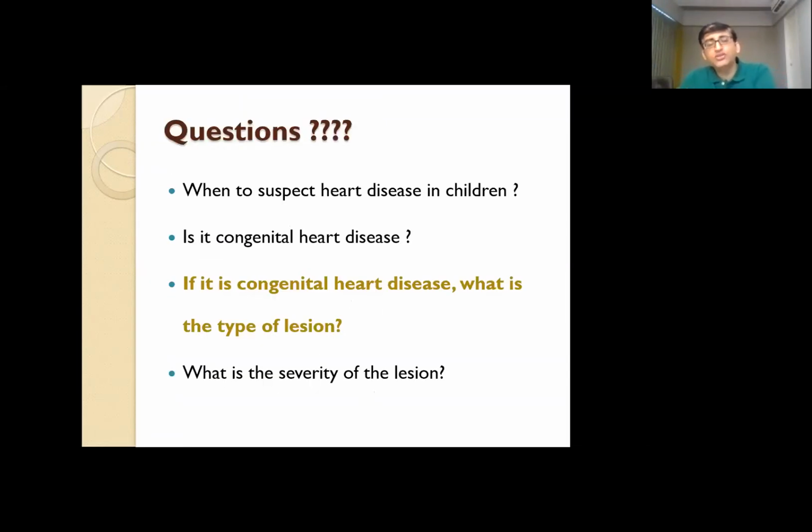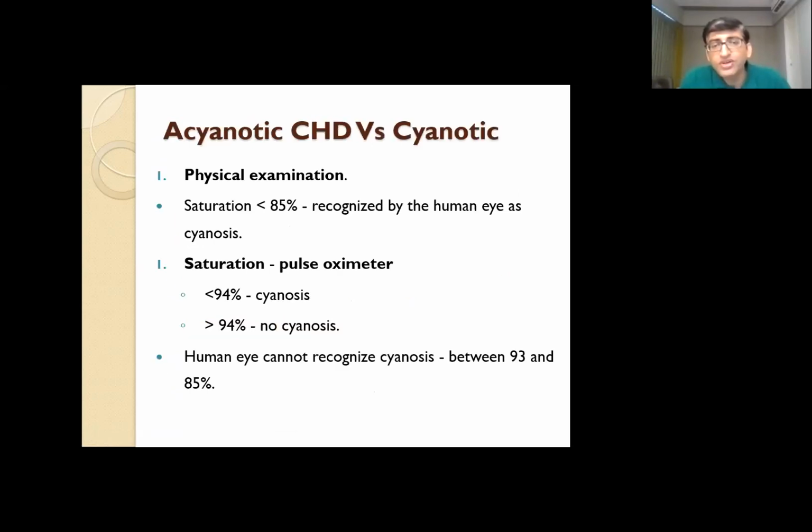So once you confirm or suspect that it is a congenital one, what is the type of lesion? Whether it's acyanotic or cyanotic. Of course, we can see that it is an acyanotic heart disease. But if there is a borderline saturation, where the saturation is between 95 and 85, we will not be able to diagnose that this particular disease is a cyanotic heart disease, because we will be able to recognize clinical cyanosis only if the saturation is less than 85. So there is a narrow gap which can be found out with the help of a pulse oximeter.